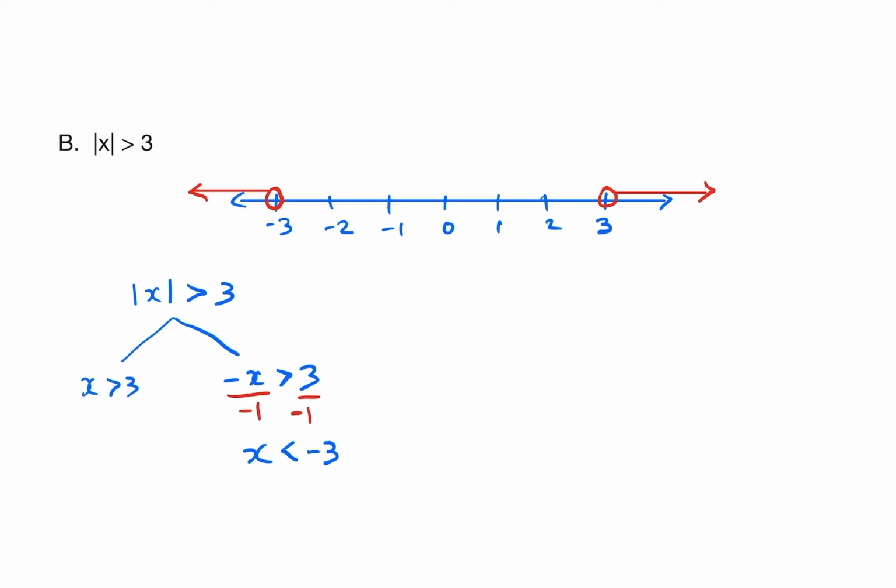Now this scenario is a little bit different than the previous example in that we have arrows pointing in opposite directions. So when we have this type of compound inequality, we call this an OR condition. It's an OR because you can have an x less than negative 3 or an x greater than 3 for this absolute value inequality to be satisfied. Both conditions don't have to exist. As long as one is true, then this absolute value inequality is true.